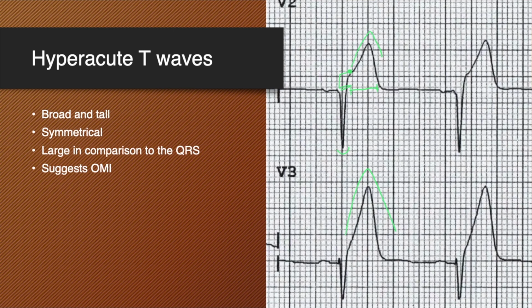So they're broad, so they tend to be wide. Okay, they're tall, they're very large in comparison to the QRS complexes, and they are symmetrical. They generally look the same on the upward side and the downward side. There's symmetry to them.